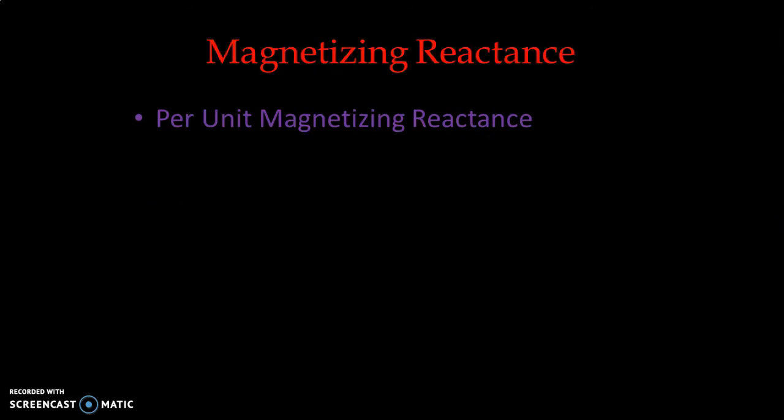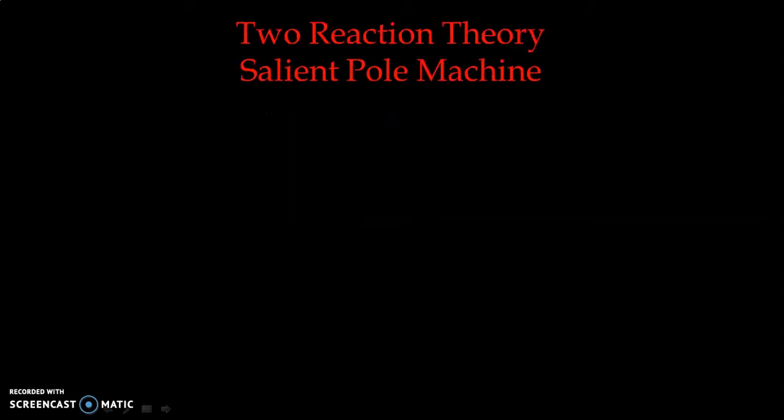Now, if we calculate the per unit magnetizing reactance, then we use capital X, Xm, that is Xm multiplied by the ratio of per phase current to voltage, that is I phase divided by E phase.